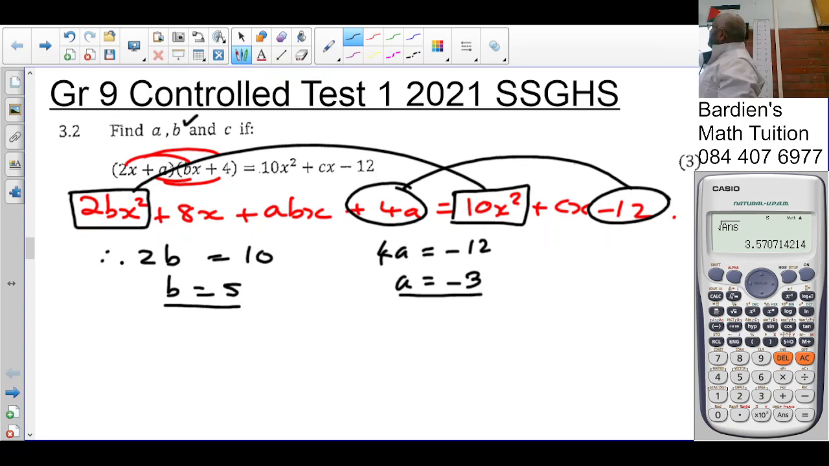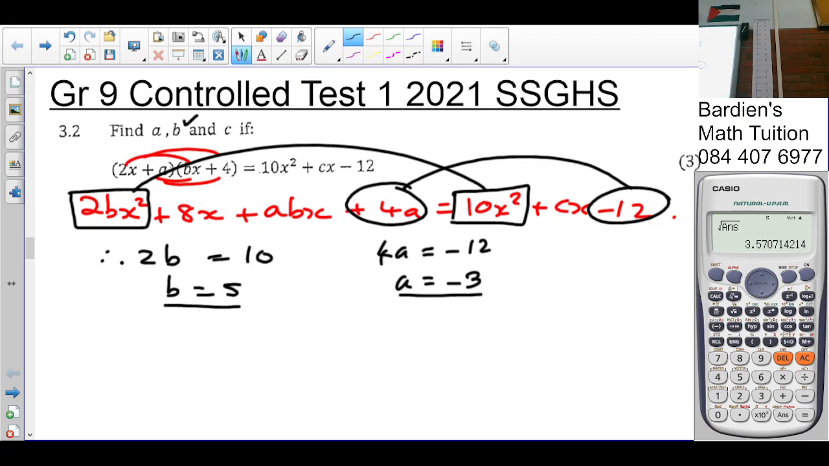Listen. Our grade 9s of last year, in 2021, wrote this as the control test. Why do you think I'm doing this? You understand? Okay.